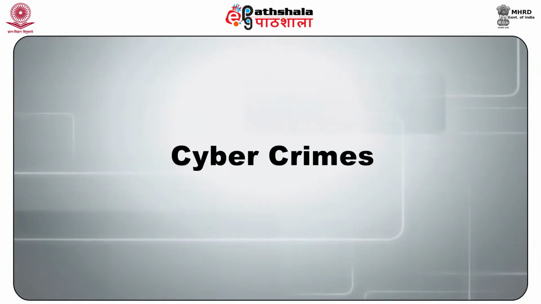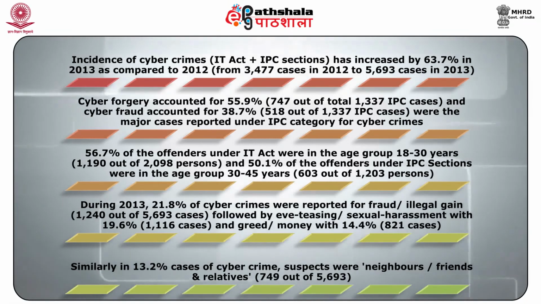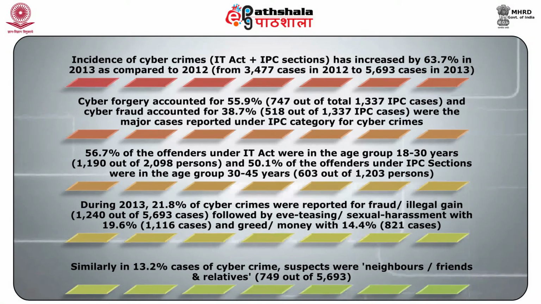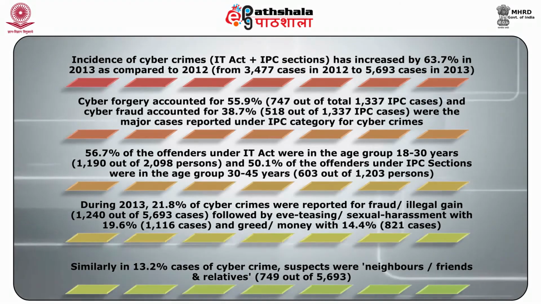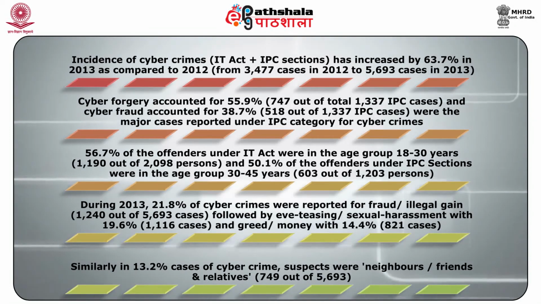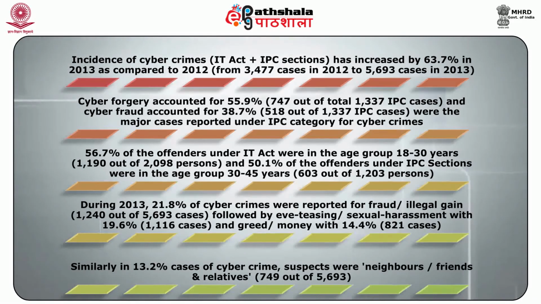Now the next category of crimes, cyber crimes. Incidence of cyber crimes, IT Act plus IPC sections, has increased by 63.7% in 2013 as compared to 2012, from 3,477 cases in 2012 to 5,693 cases in 2013. Cyber forgery accounted for 55.9%, 747 out of total 1,337 IPC cases, and cyber fraud accounted for 38.7%, 518 out of 1,337 IPC cases, were the major cases reported under the IPC category for cyber crimes.